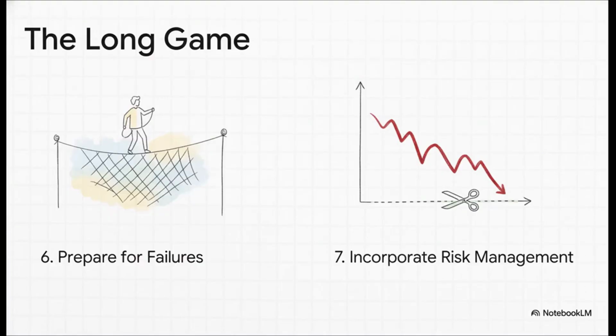And this brings us to our final 2 steps, which are absolutely essential for the long game. Step 6, prepare for failures, because I promise you, they will happen. And step 7, incorporate risk management. You must have rules for when things go south, like if you buy a stock after a 3% dip and it just keeps on dipping, at what point do you cut your losses and get out? Having that exit plan is completely non-negotiable.